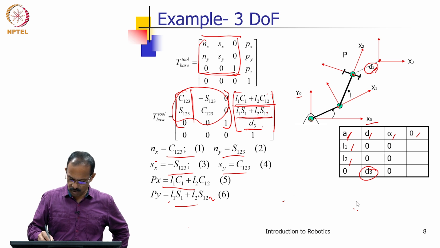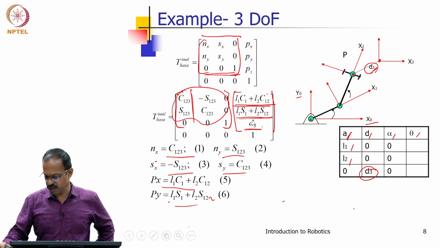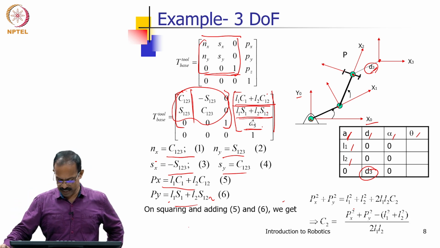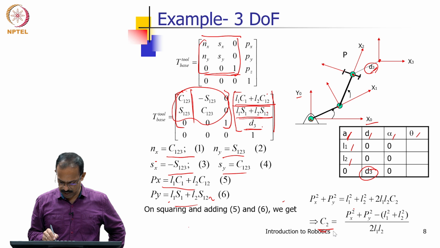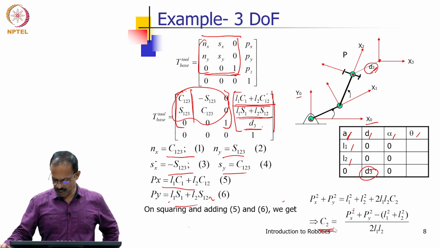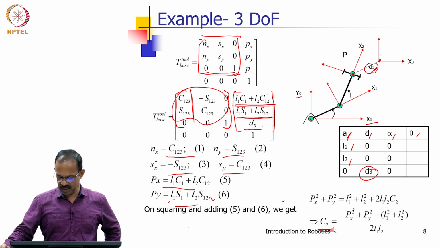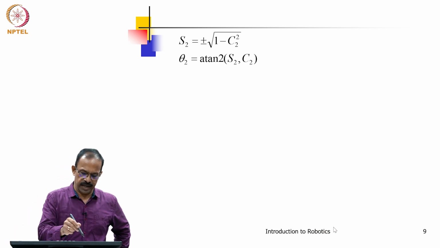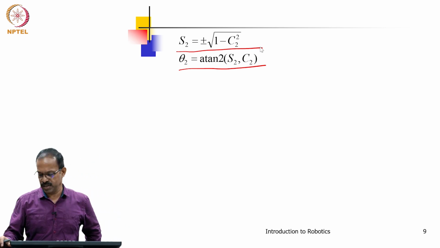And since Pz is equal to a constant, we did not write that as a separate equation. Now, squaring and adding 5 and 6, we get theta 2. So, we know C2 can be obtained, and by using the same method that we discussed in the previous example, we can get theta 2 as A tan 2 S2 C2. So, theta 2 can be obtained.